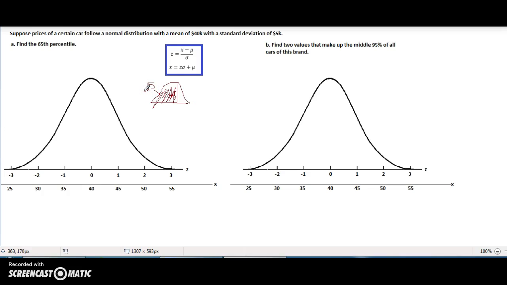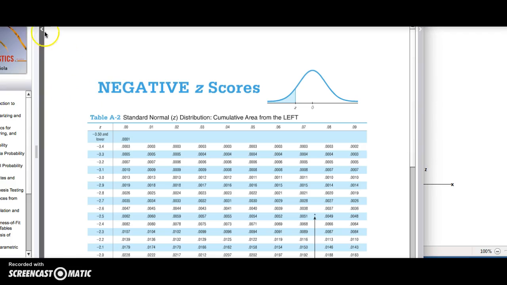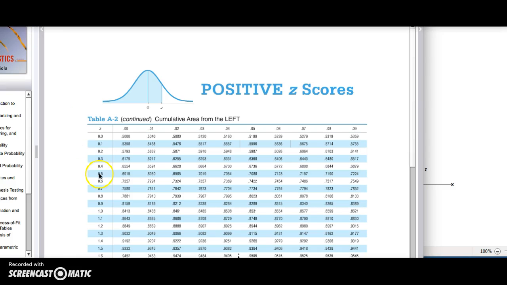And I'm drawing this over here because I don't want to draw it here, because we don't know where the 65% line goes. So we're looking for the 65% to the left in this case. If you recall from the previous lecture, we go over to the normal table and we look for the closest value to 0.65 in the middle of the table. So let's go over to the table. It's going to be positive because it's above.